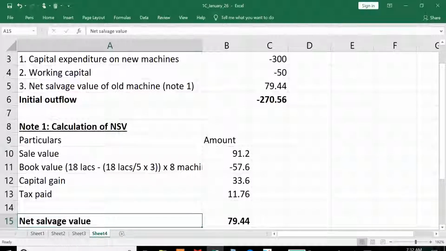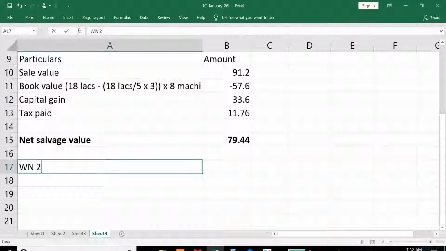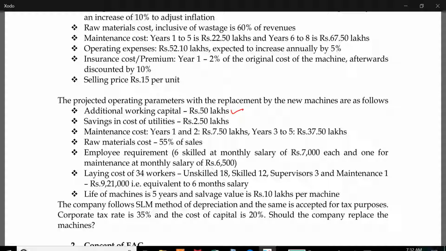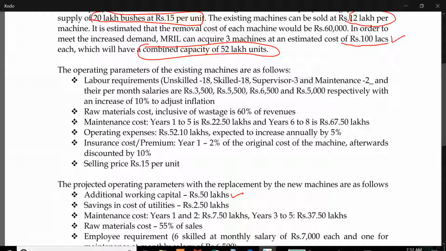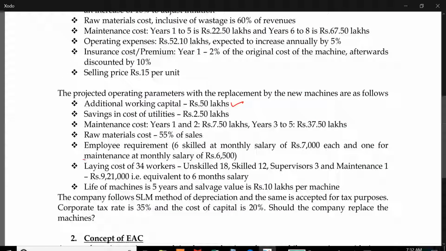Any doubts on this? Can we proceed? Working note 2, in between flows. Okay, sorry. There is one more expense. Sorry, I had not read it. If you read the question fully, you will see this item.